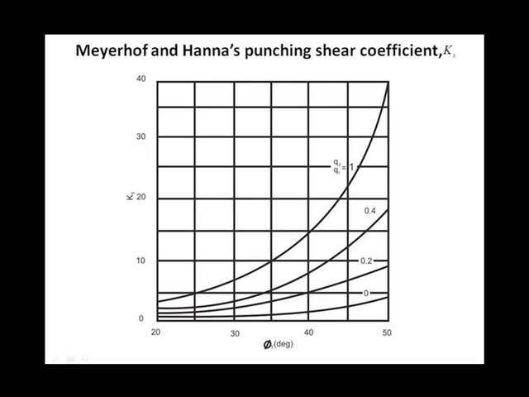So, if we know the phi 1 value, this is the top layer frictional angle, and if we know the q 2 by q 1, these are the different values: 1, 0.4, 0.2 and 0. So, if we know this phi and the corresponding different q 2 by q 1, we can determine the K s. Now, this q 2 by q 1 in the different cases, case 1, case 2, case 3, I have explained how to determine this q 1 and q 2 value, this ratio.